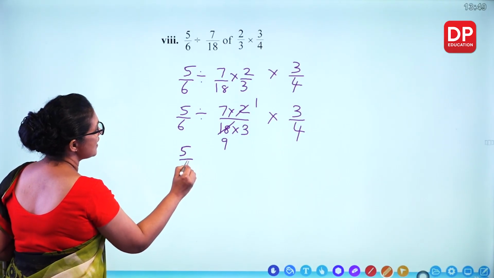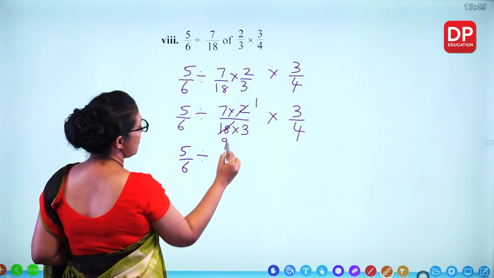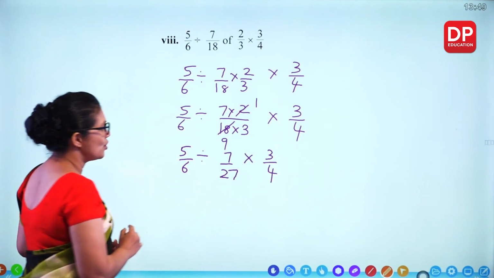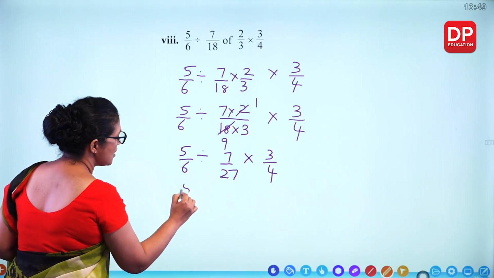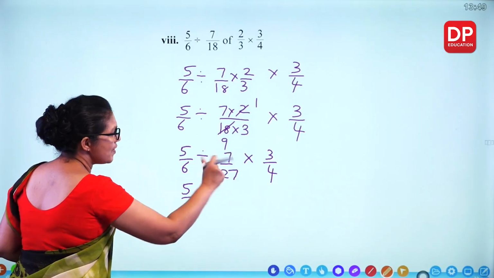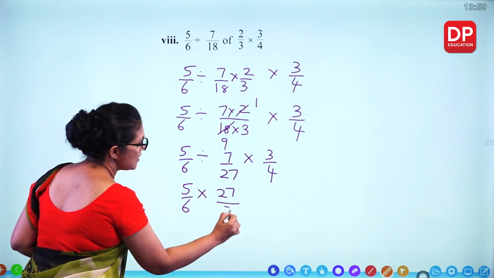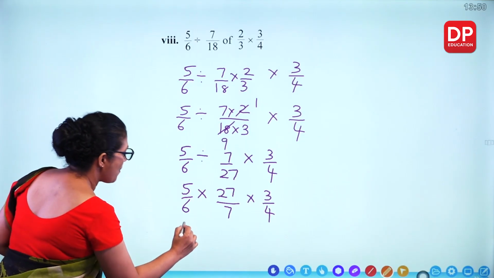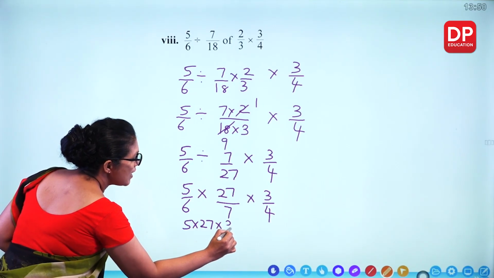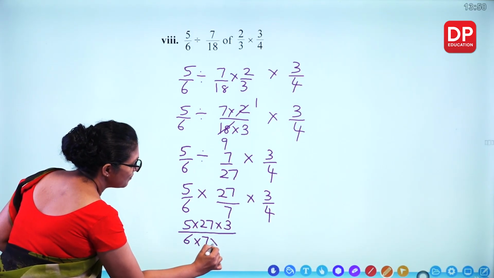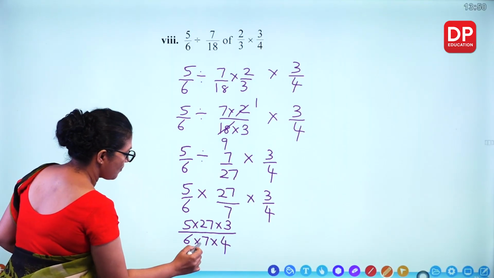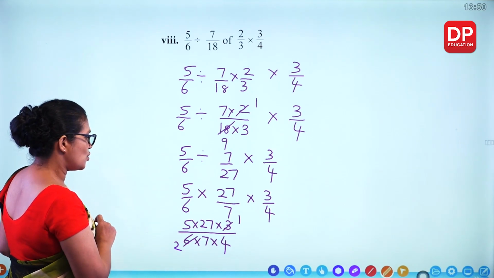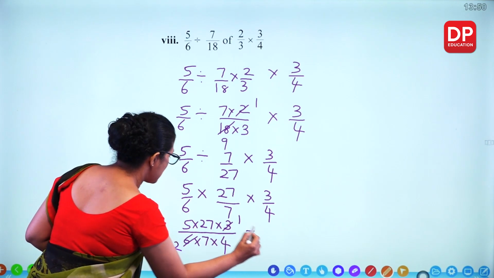So here 5 over 6 divide by 7 over 20, into 3/4. Now what do you do? Convert to multiplication. 5 over 6 multiplied by the reciprocal of this. 27 over 7 into 3/4. Now multiply the numerator separately and the denominator separately. 3 times 1, 3 times 2. What else can we do? We can't simplify. So what's the answer?